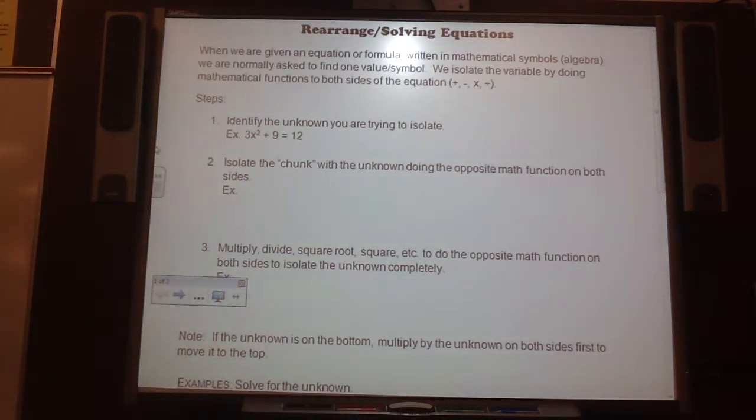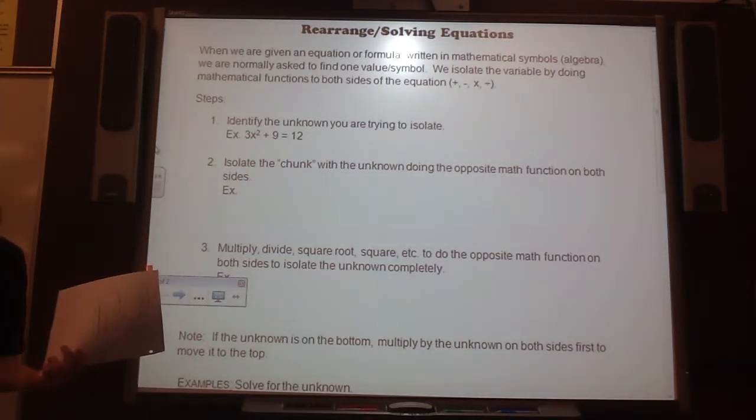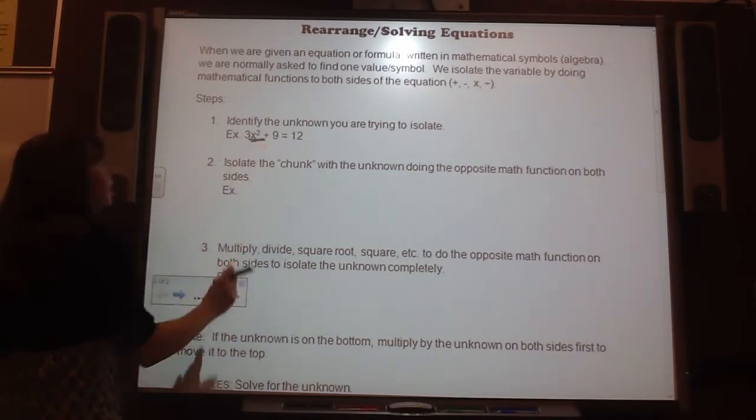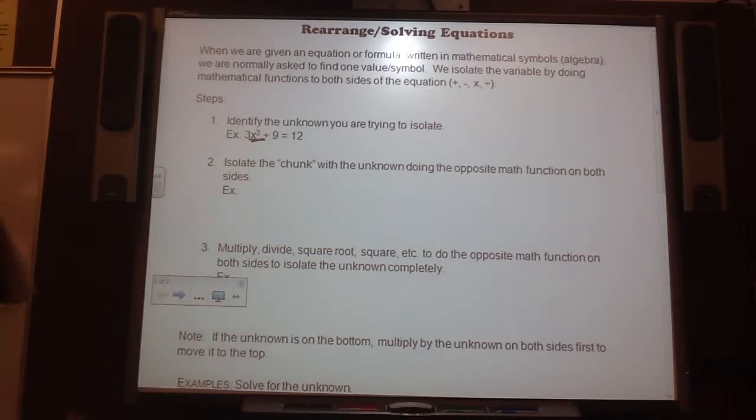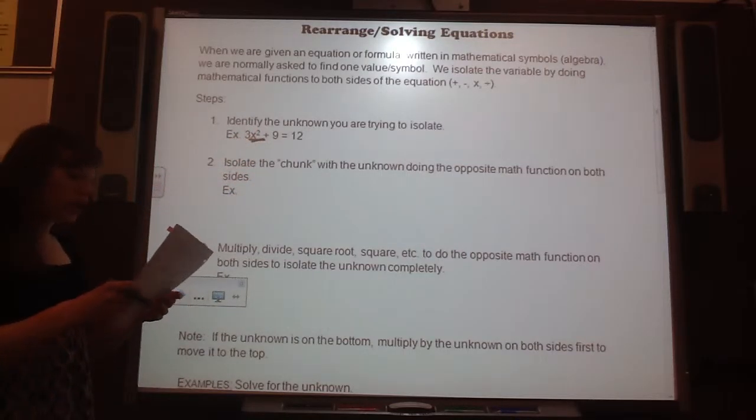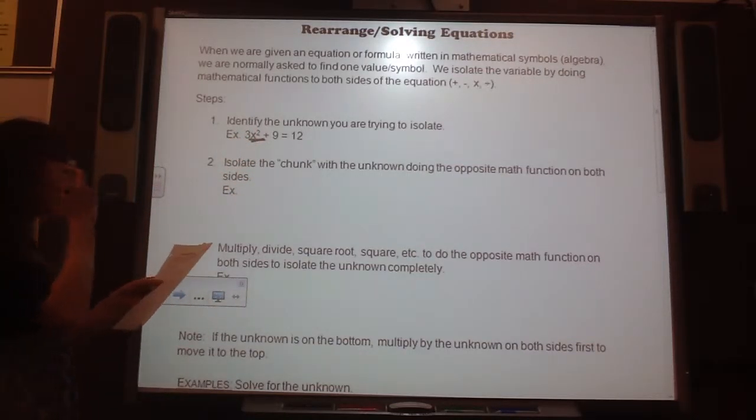Identify the unknown you are trying to isolate. What am I trying to isolate here? X. Okay, that's my X. Isolate the chunk with the unknown by doing the opposite math function on both sides. So this is a part of a whole chunk, so I want to get that chunk all by itself.